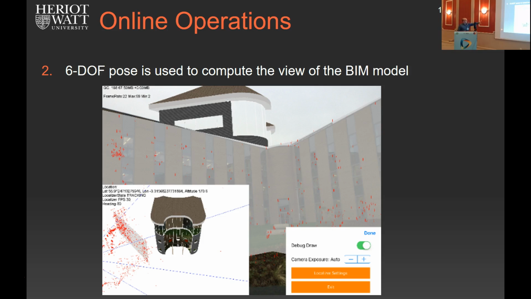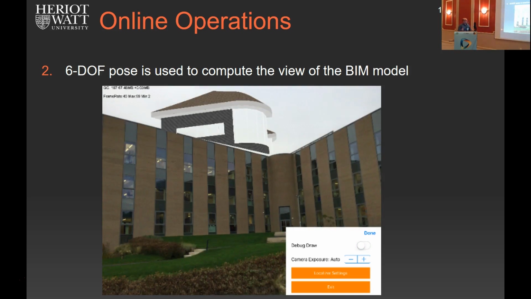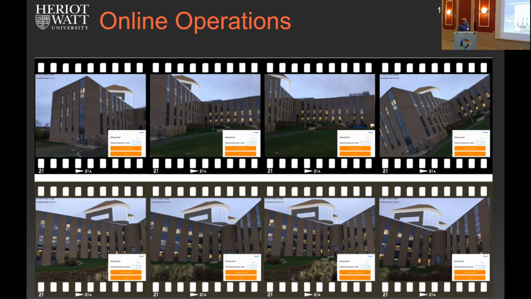As you can see at the bottom, we have the whole 3D BIM model, but in the big picture, we just see the top part and the roof because of the occlusion mesh. So this is the real view. This is what the user is experiencing, and you can see just the top part of the roof of the building.